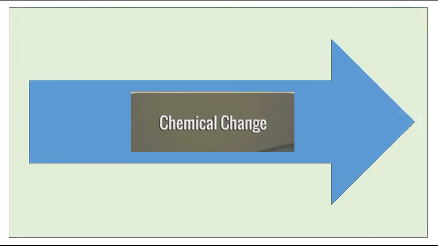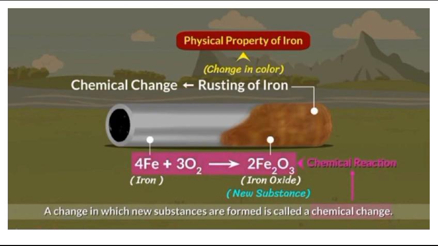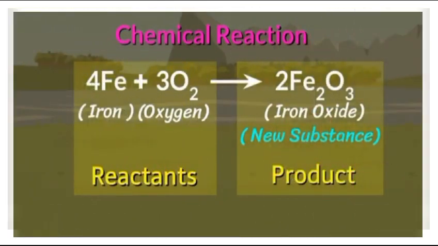Now let's discuss chemical changes. Have you ever observed a clean shiny iron metal turn brownish after some days? We call it rusting of iron. Here there is a change in color. So is it a physical change? No, it is a chemical change because in addition to the change in physical properties, we can also observe a change in chemical composition as iron is turned to iron oxide.